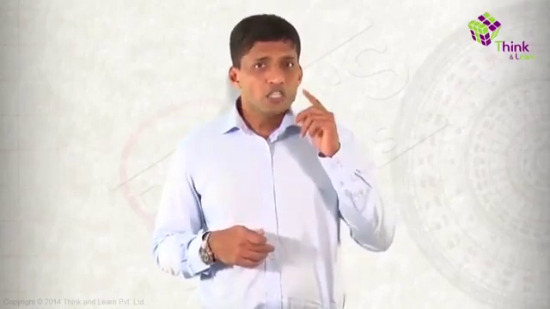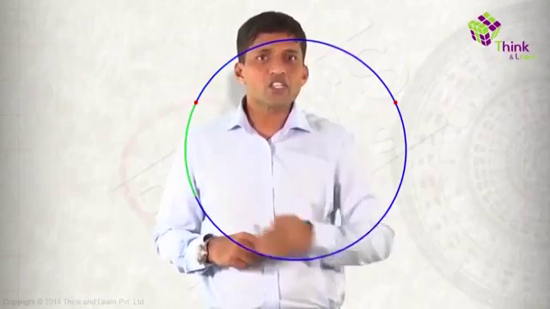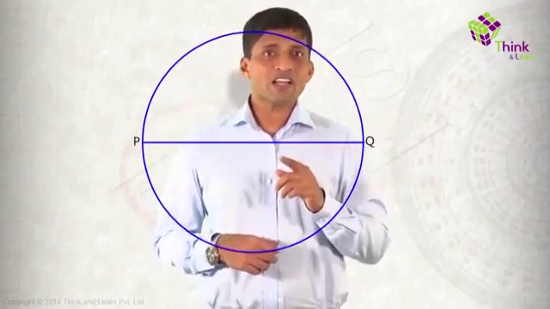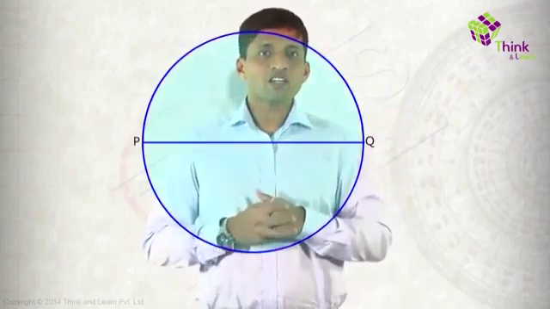Next we will see that a piece of a circle between the 2 points is called an arc. So if I take this particular circle, if I take these 2 points, this is called a minor arc and this is called a major arc. PQ is the chord here. Now when PQ is the diameter, both the minor arc and the major arc will become semicircles.